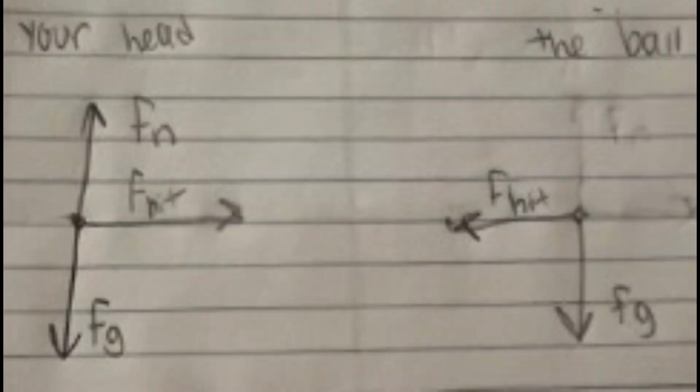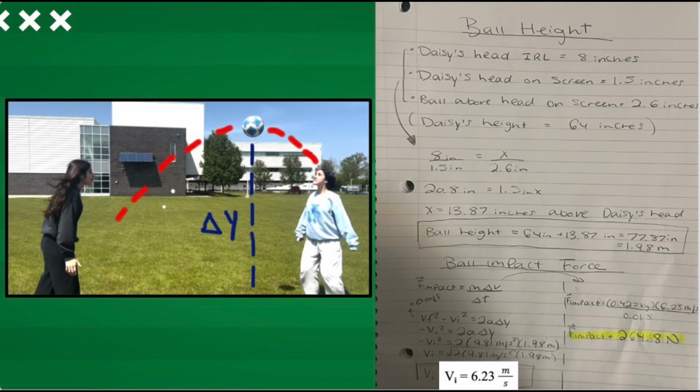The left FBD shows the forces acting upon your head, and the right FBD shows the forces acting upon the ball in a header. We calculated the maximum height of the ball that I threw to Daisy to be 1.98 meters, and with that we were able to determine that the ball was going at 6.23 meters per second and had an impact force on Daisy's head of 264.8 newtons, which is a safe amount of force for her head to experience, especially since she countered the force of the ball correctly.